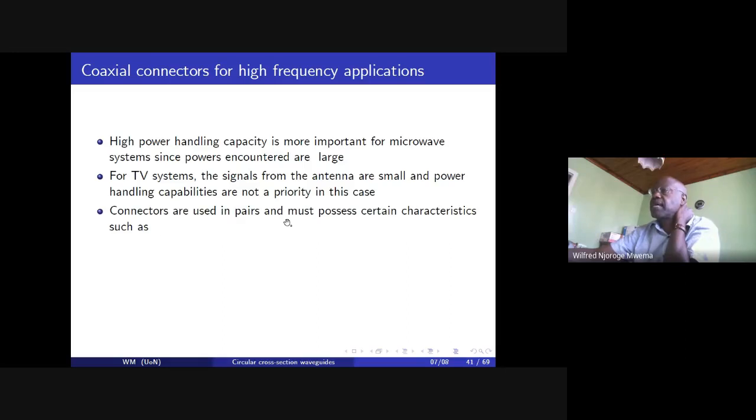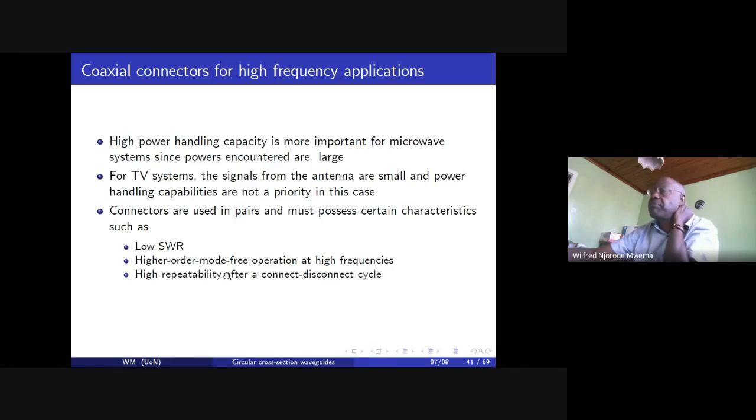And the connectors are then used in pairs and must possess certain characteristics. One, once we connect them, they must cause very low standing wave ratios. That is, the reflection coefficients there must be low. Two, higher order mode free operation at high frequencies. That is, we want to have as wide a bandwidth as possible before the next higher mode starts to propagate.